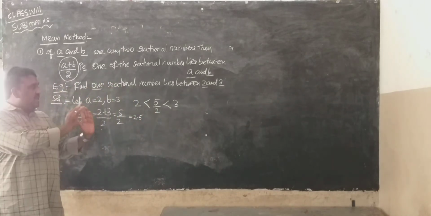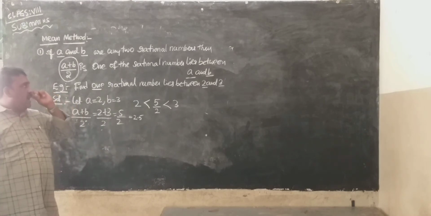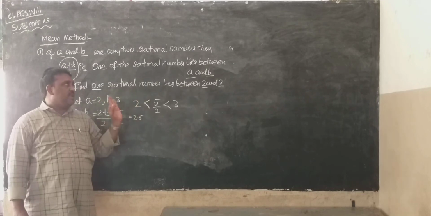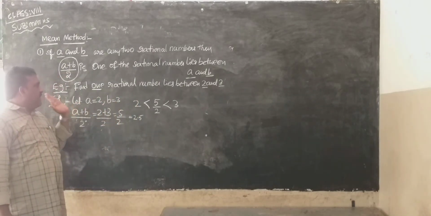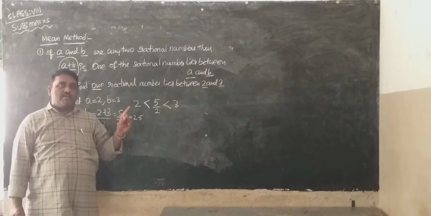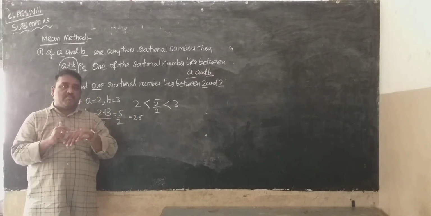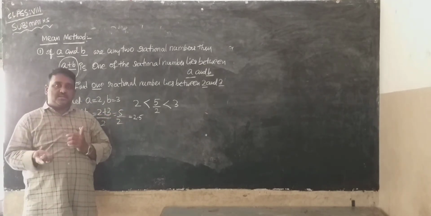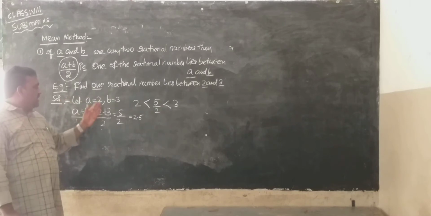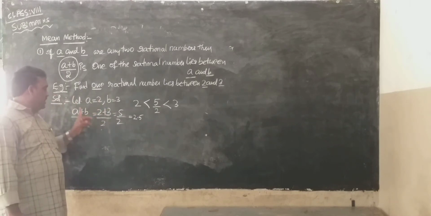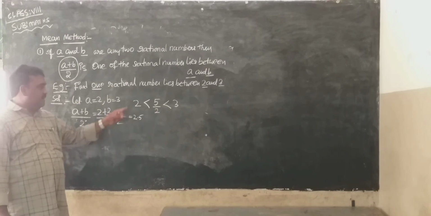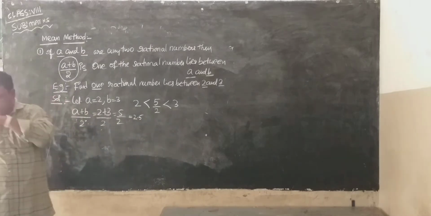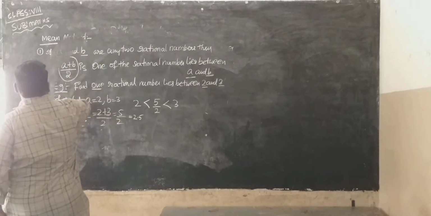This is the mean method. If A and B are any two rational numbers, then (A plus B) by 2 is one of the rational numbers between A and B. If the number is limited, that means 5 numbers or 6 numbers, there we can use the mean method. Otherwise, we use another method. Now see: A plus B by 2, A value 2, B value 3, 2 plus 3 by 2, 5 by 2 equal to 2.5. 2 less than 5 by 2 less than 3. So that is about the rational numbers topic.